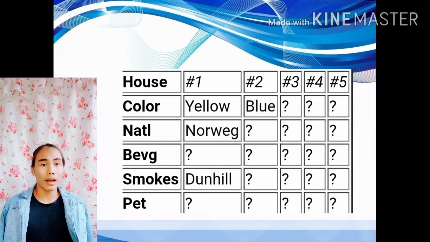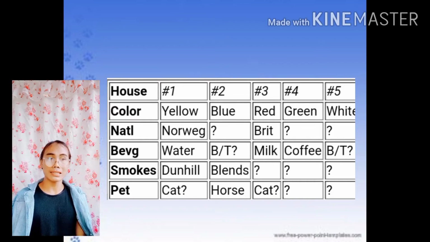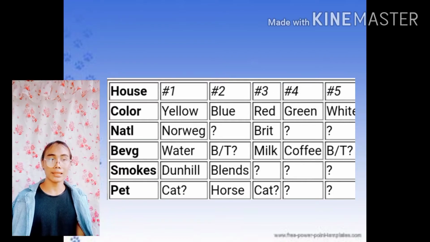So here's what our matrix looks like now. The man who keeps the horse lives next to the man who smokes Dunhill, so the horse owner lives in the blue house. The center house's owner drinks milk. The green house owner drinks coffee, and the green house is to the left of the white house. Since we know the left 2 houses are the yellow and blue houses, the only position for the green and white houses is green as the fourth and white as the fifth.